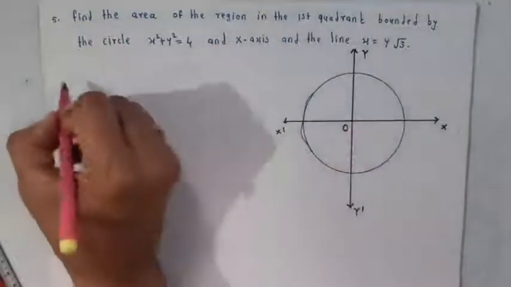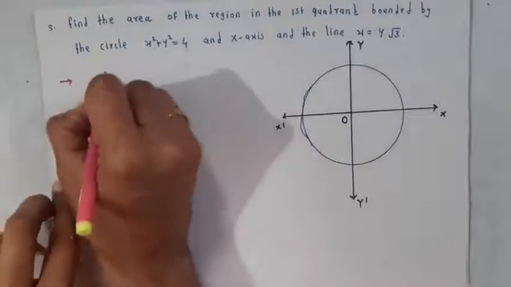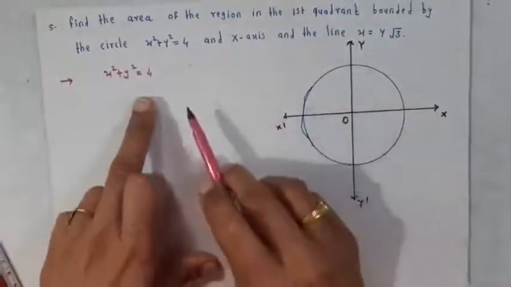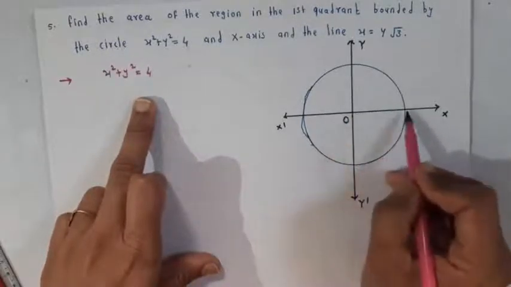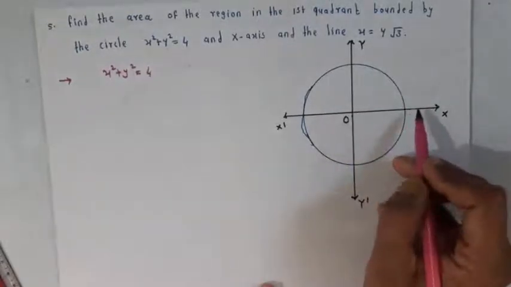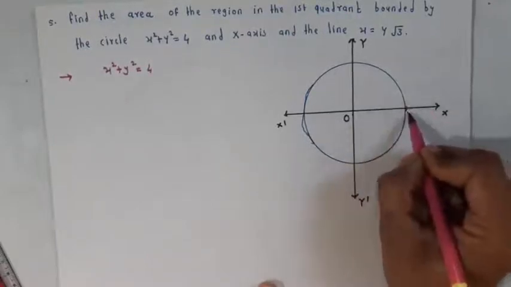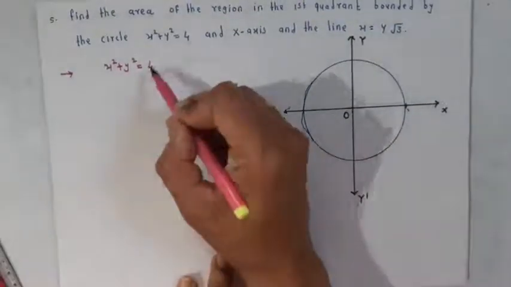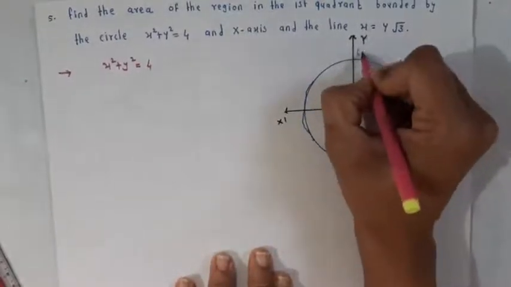So first draw the circle. The circle is x square plus y square equal to 4. That means the circle is a standard circle whose center is at the origin. Here the radius is 2. X square plus y square equal to a square means a square is 4. Hence the radius is 2, and hence the coordinates are 2, 0 and 0, 2.